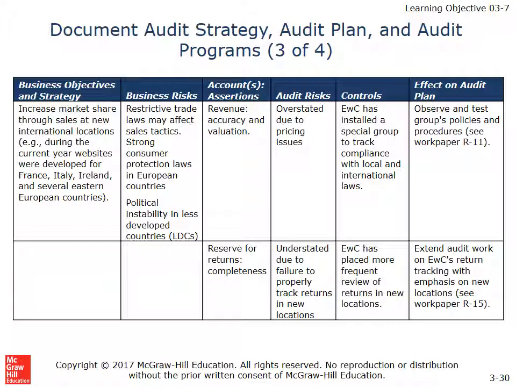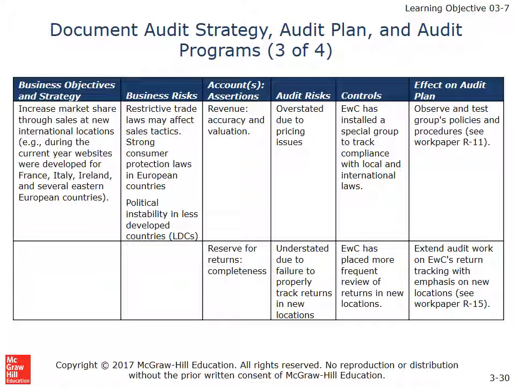Here's the business objectives and strategies. Increase market share. So this is the business's goal. They want to increase market share through sales at new international locations. During the current year, websites were developed for these countries. What's the risk? Restrictive trade laws may affect sales tactics, strong consumer protection laws in European countries, and then political instability in less developed countries.